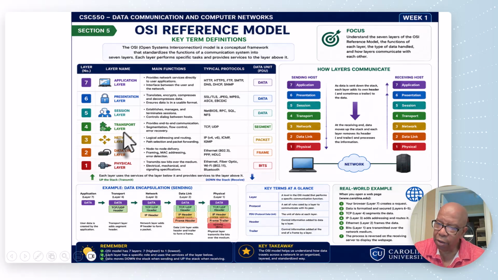Each one of these layers supports the layer above it. If you look at these, here are the main functions, the definition of what each does. I expect you to know those. What does the application layer provide?